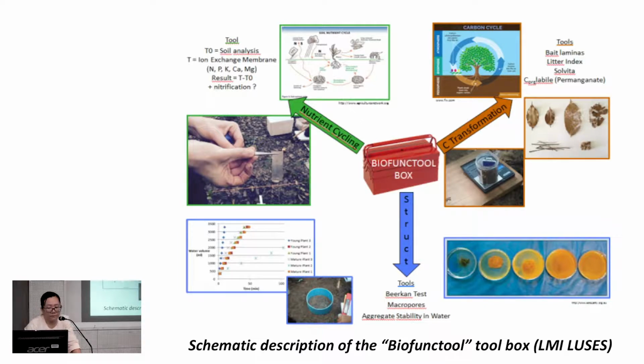Here is the biofunction toolbox to analyze the function of soils based on three major pillars: nutrient cycling, carbon transformation, and structure. They say that they need to add the microbiomics to the biofunction toolbox to make the assessment of soil health more complete.